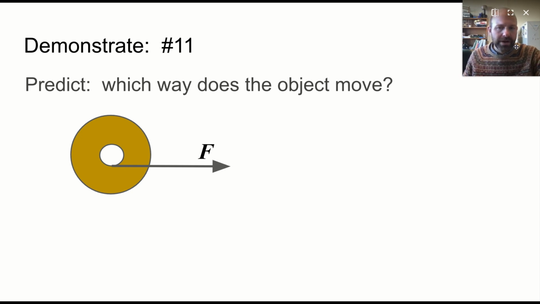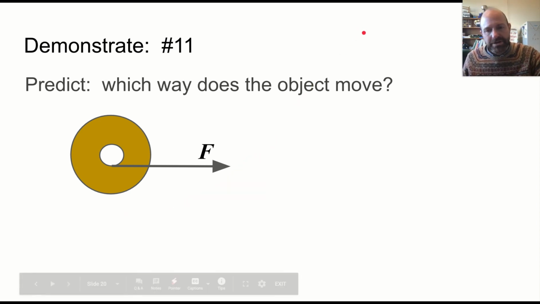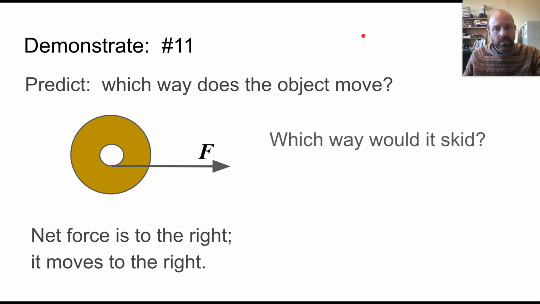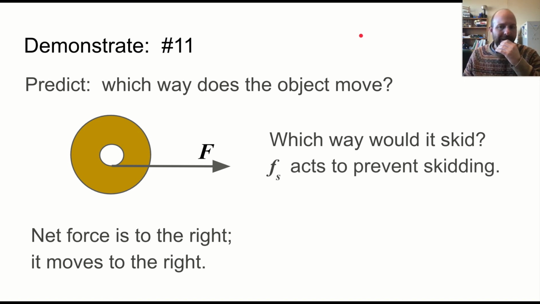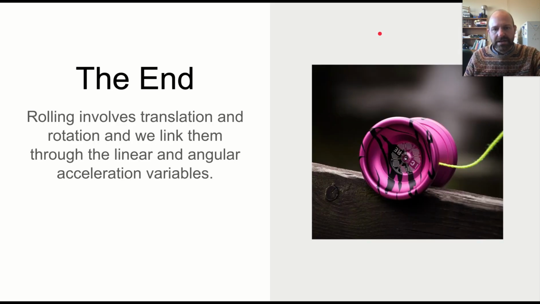If you were to pull an object like this, and this goes with that yo-yo example I did before, which way will the object move? Well, the net force is to the right, so it moves to the right. Which way would it skid? Well, the force of static friction acts to prevent skidding, and it would just slide along that way, but it's actually rolling, so the force of static friction has to be backwards to cause it to roll up. And you can write the net force and net torque equations and inequalities for that too. And we'll talk more about that kind of problem in class. All right, that's it.